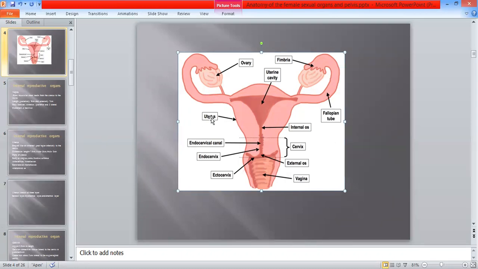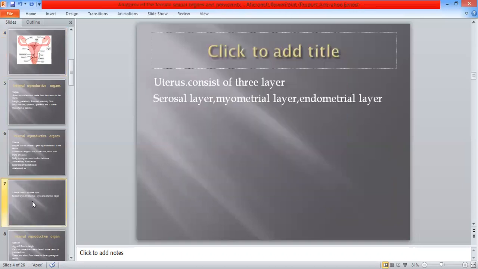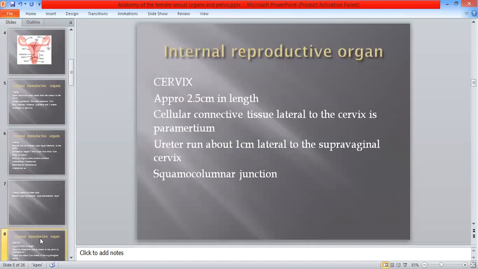And the third thing is the layers of the uterus. The outer surface of the uterus is covered by serosa, so it is called the serosal layer. The middle is the muscular layer, and this is called the myometrium. And the inner portion, which is lined by gland and stroma, is called the endometrium. These are the three layers of the uterus.